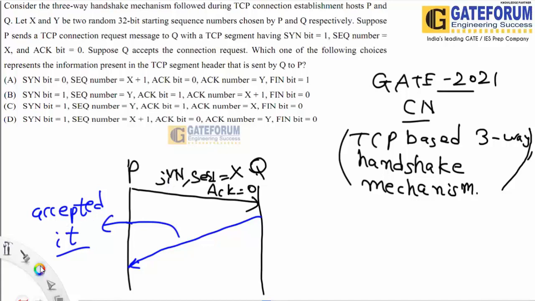It's SYN. Okay. Then it's basically the sequence number. Each and every request has a specific sequence number. Then we have an acknowledgement number, which is 0, because this is only the request, we will not have any acknowledgement. And now it is telling that Q has accepted the connection request and asks what would be the parameters.